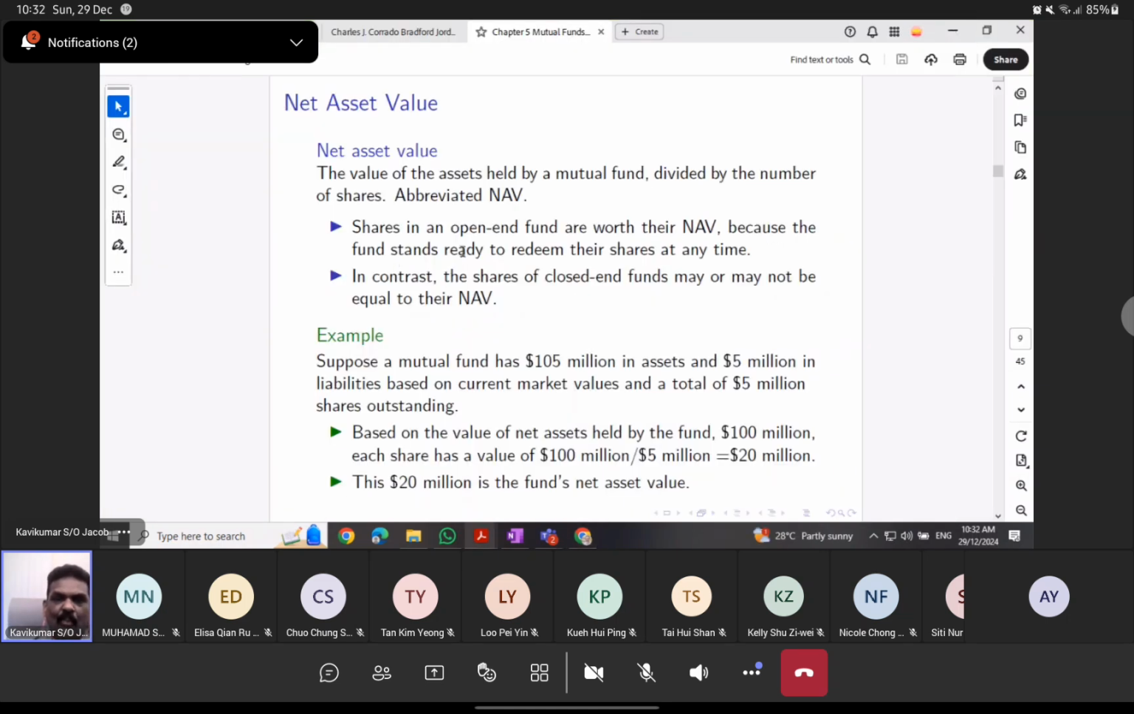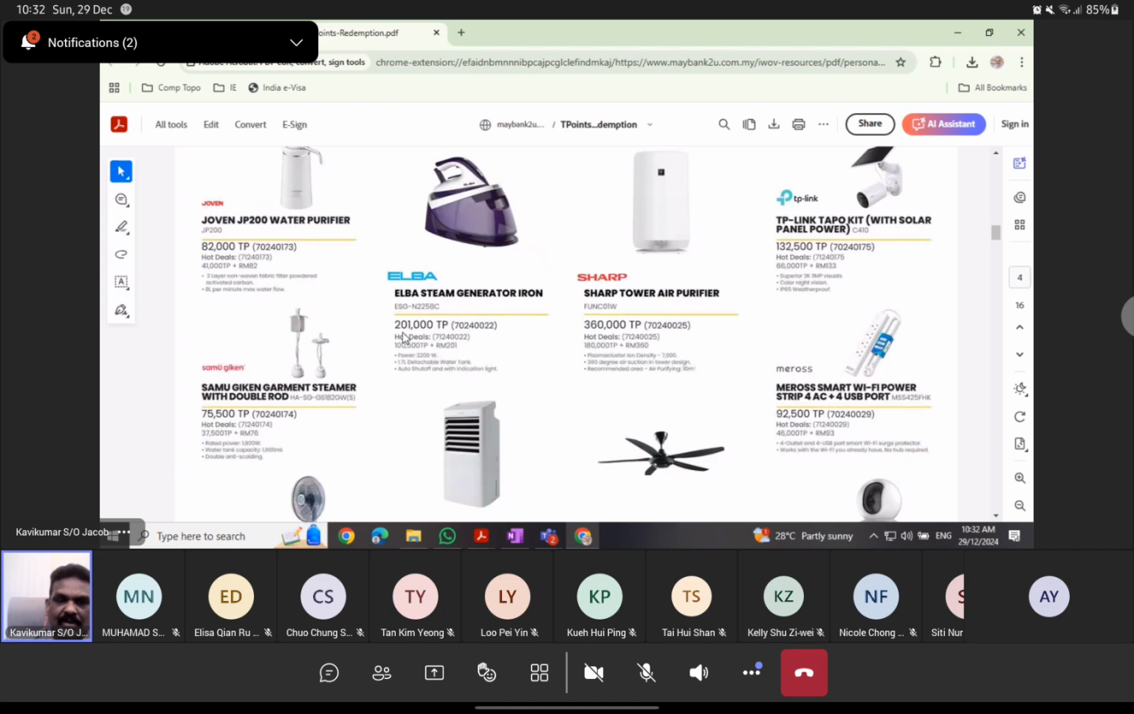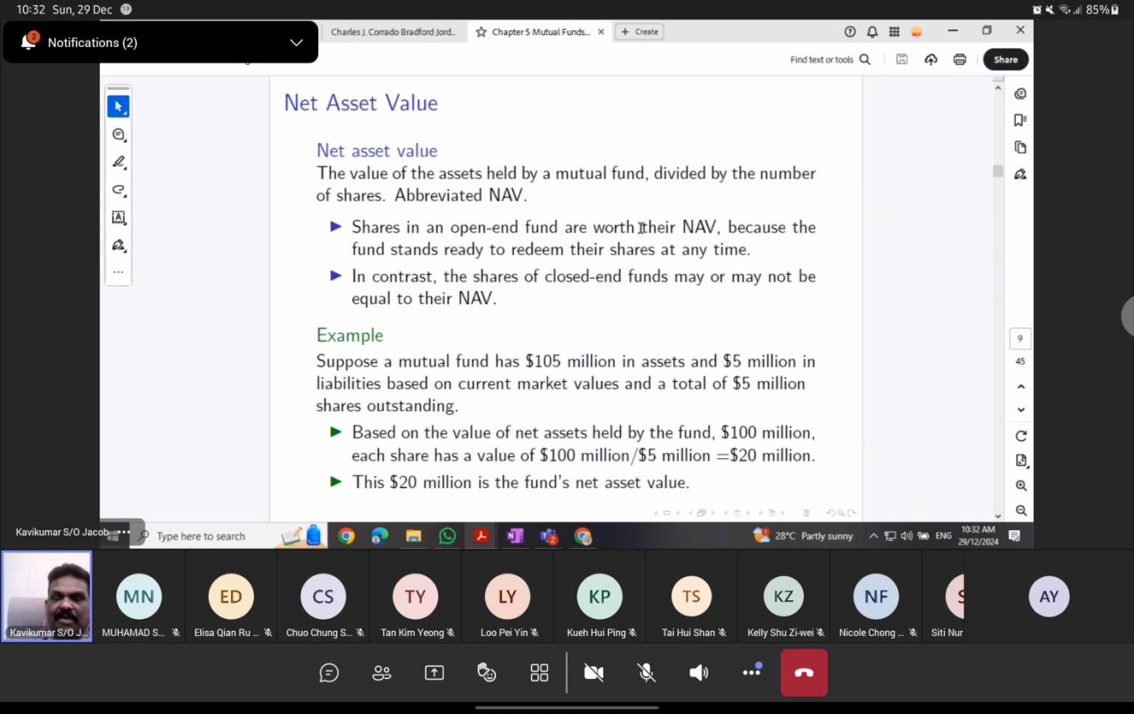This is kind of an open-end fund, because in your savings account you already have your points. You use those points to redeem and buy. So the net asset value of this iron box is actually 201,000, right? That is an open-end fund. Open-end fund means it's open, so anytime you can go and use your points to claim the product.